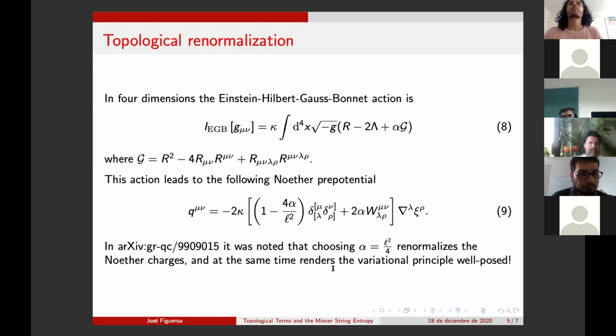Then the method of topological regularization consists of adding to the Einstein-Hilbert Lagrangian the Gauss-Bonnet term that doesn't affect the equation of motion, but it changes the Noether prepotential, as in equation 9. Choosing the coupling of the Gauss-Bonnet term as L²/4, one can renormalize the Noether charge, and at the same time renders the variational principle well posed.